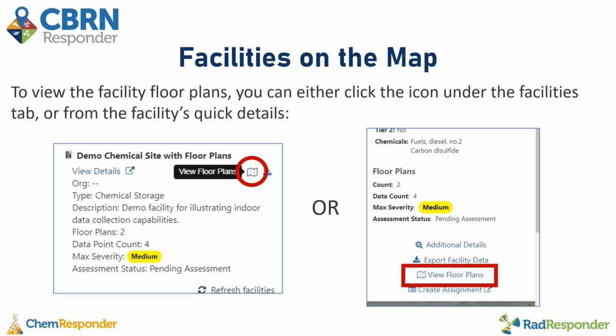If I want to view the floor plans of my facility, I can either click on the icon under the facilities tab or from the facilities quick details. So on the left, this is from that facilities menu. I can click that floor plan icon, or from the quick details that will pop out in the side nav, I can click view floor plans, and it will take me to the same space.